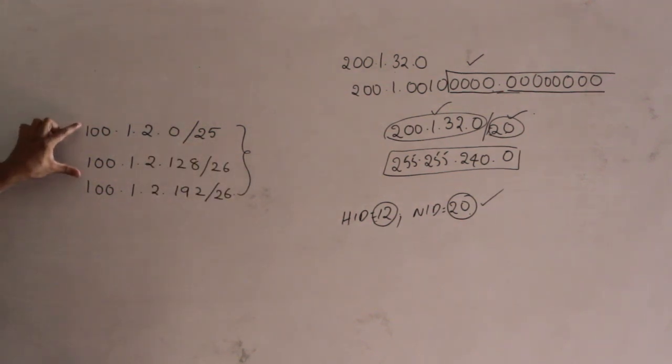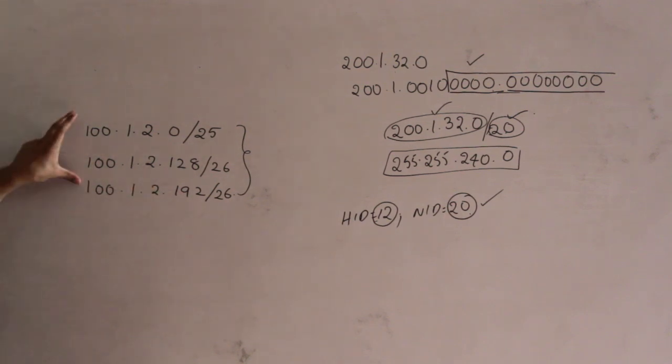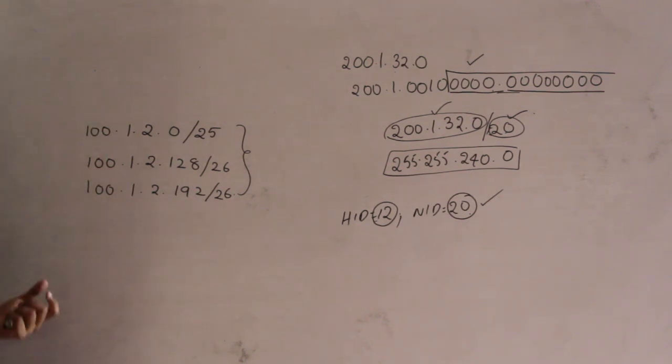It turns out that yes, all of them are contiguous. If you see this, they are containing from 100.1.2.0 to 100.1.2.255. You can check that all the IP addresses are contiguous without any breaks, right? Now the second question is, are they of equal sizes? They are not of equal sizes.